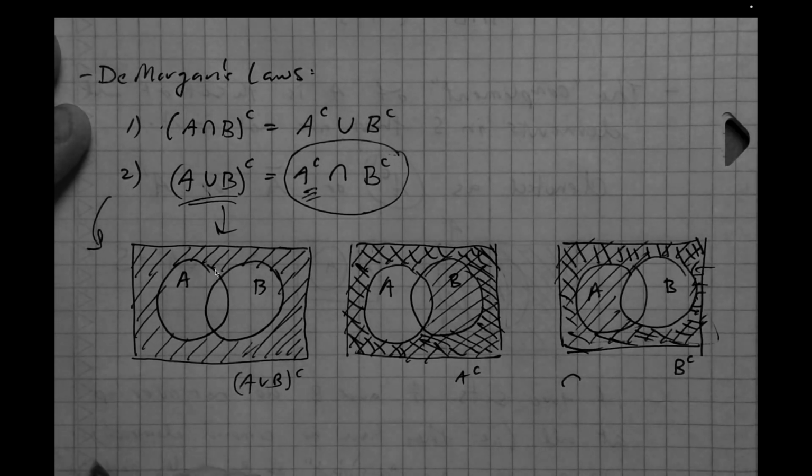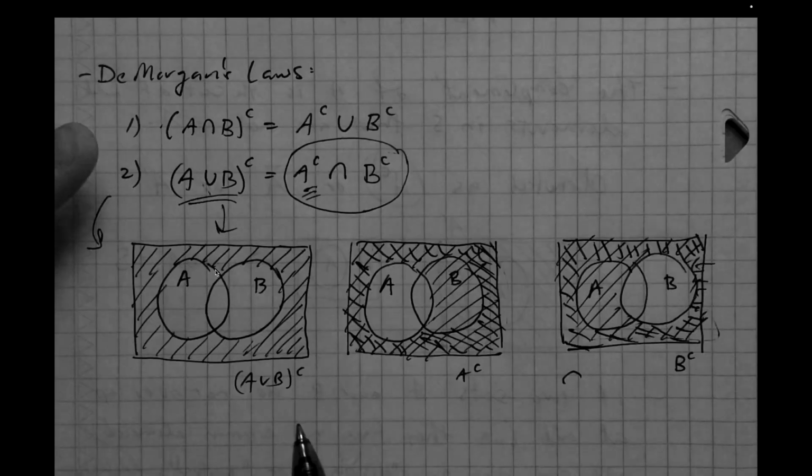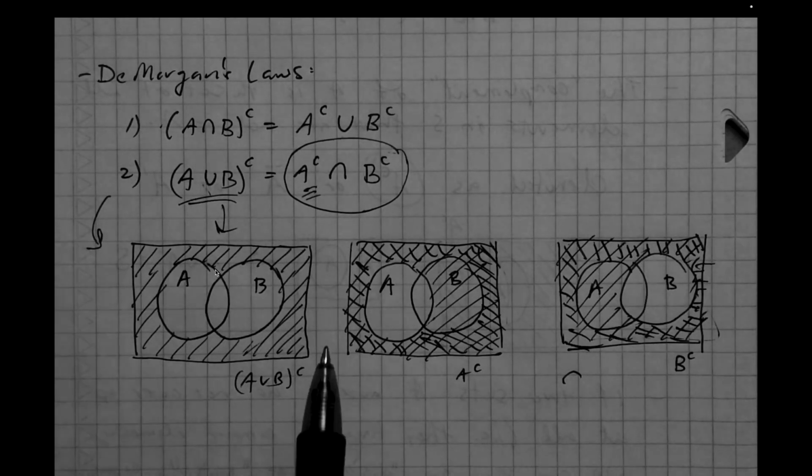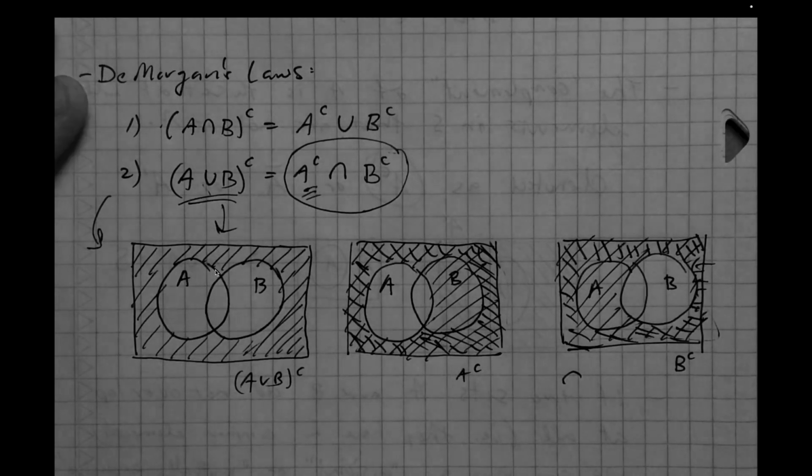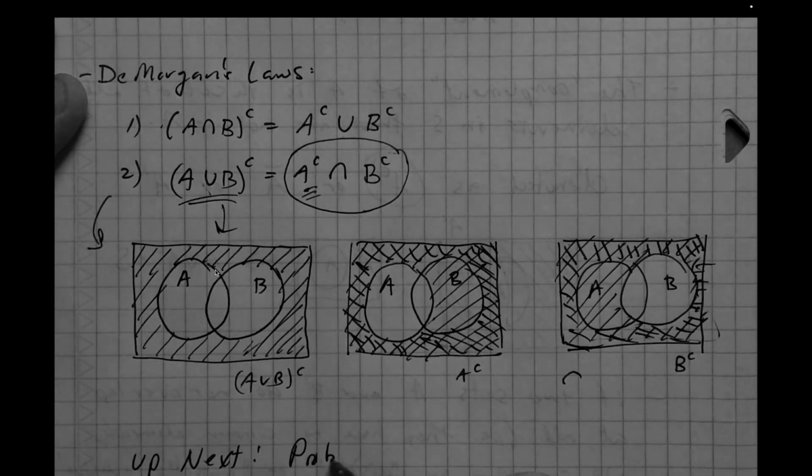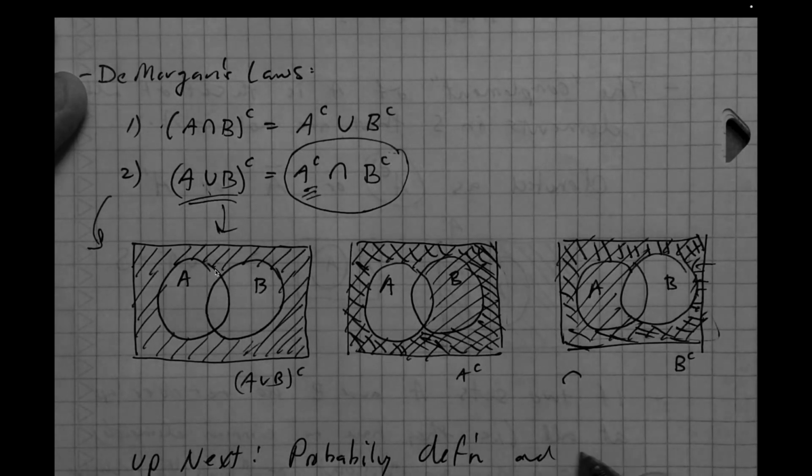So next time, in the next lecture, we'll lay out a kind of probability model for discrete types of probability. So up next, probability definitions and a model.